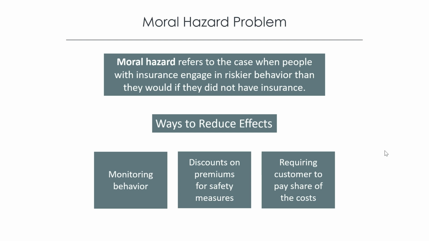A problem with insurance is that it can lead to people taking more risk than if they didn't have insurance, since they wouldn't have to carry all of the consequences if something goes wrong. This is called the moral hazard problem, and there are a few ways to reduce its effects. For example, monitoring behavior and offering premium discounts for safety.